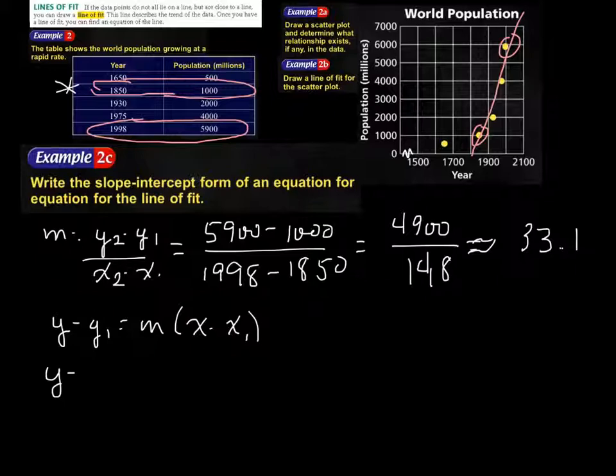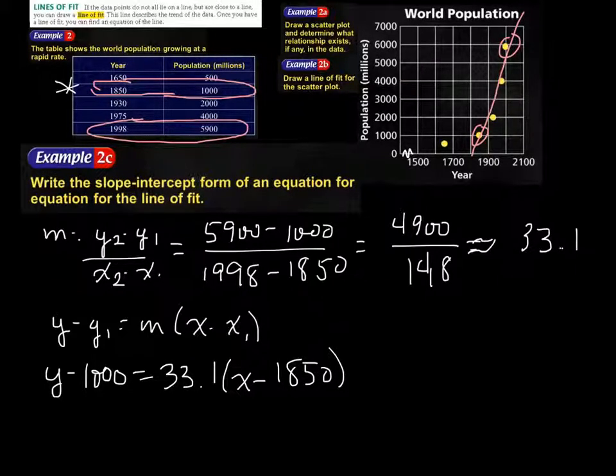I'm going to go ahead and use our point slope form. Since we have a point and we have a slope, we could also use slope intercept form, but I'm kind of liking this one. Y minus 1,000 equals, the slope we found was 33.1 times x minus 1850. And yes, we're going to want a calculator for our arithmetic on this one.